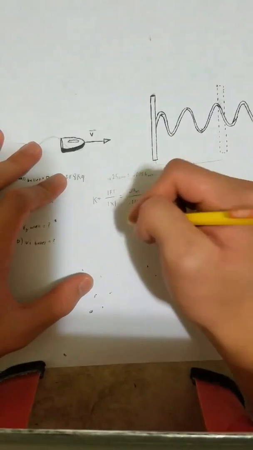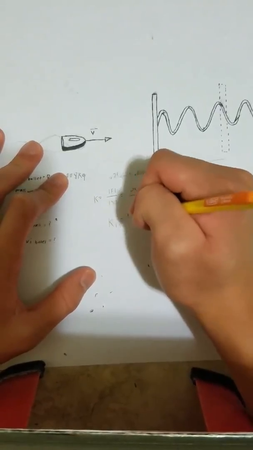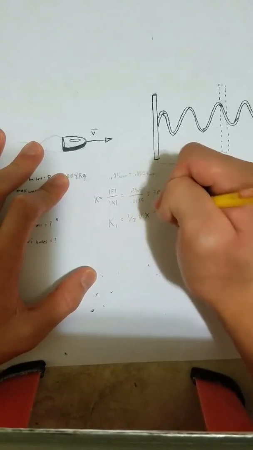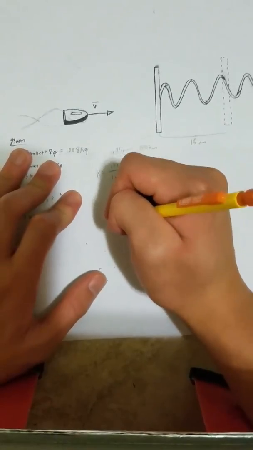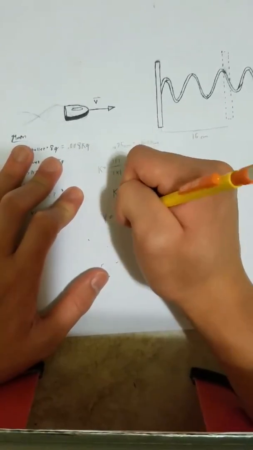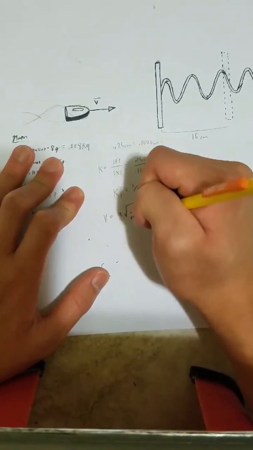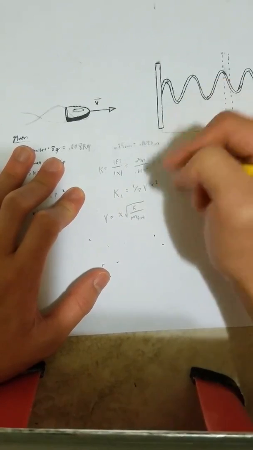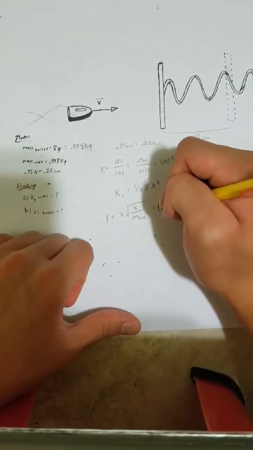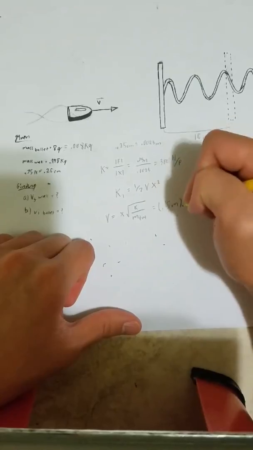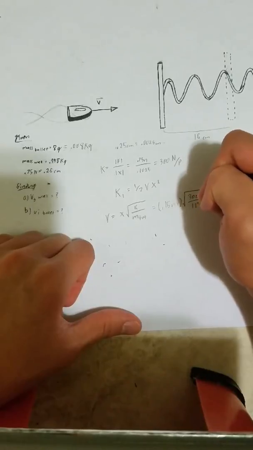We then plug it into the equation of the conservation of energy, which is K1 equals 1/2 k times displacement squared. We then rewrite the equation to find velocity, which would end up being v equals x times the square root of k divided by mass total. We plug in the values, which would be 0.15 meters times the square root of 300 divided by 1 kilogram.